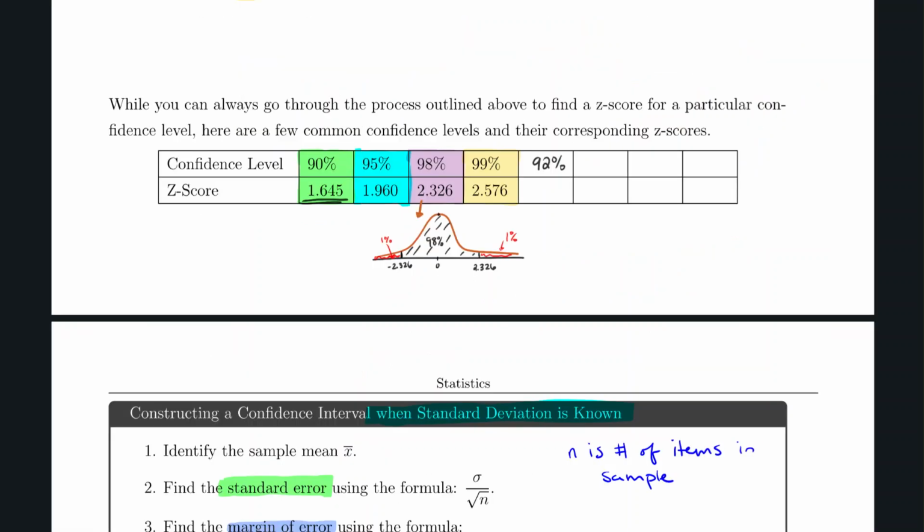Now we know how to find the critical value, but we want to see if we can save ourselves time. So we go back to our list of critical values and z-scores, and we see we actually have it for 98%. That's a 2.326, so I'm going to record that there.